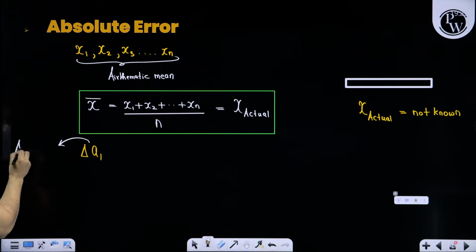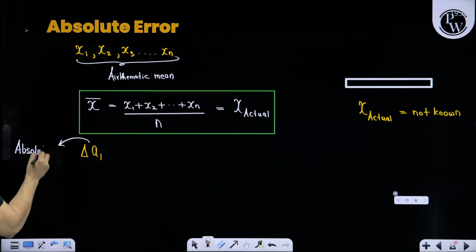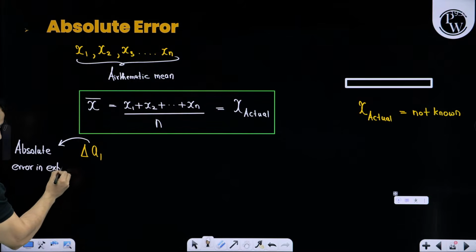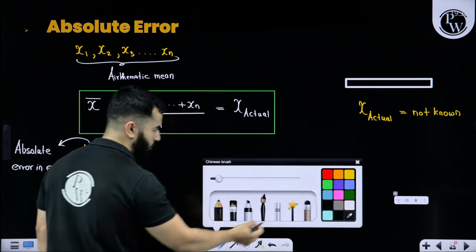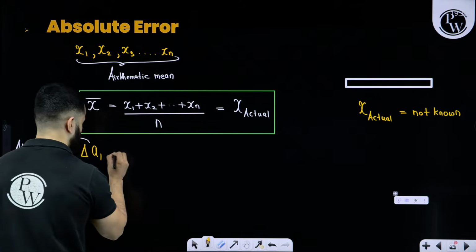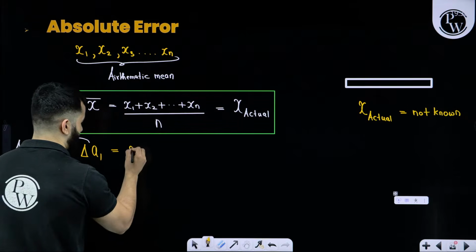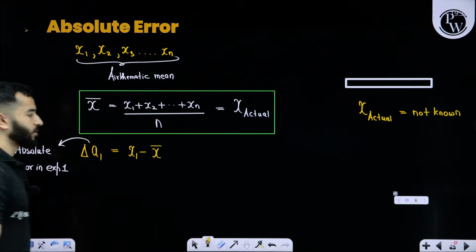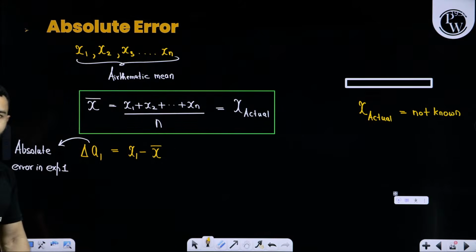This will be called the absolute error in experiment 1, and you can now write it as x1 minus mean value. Done?